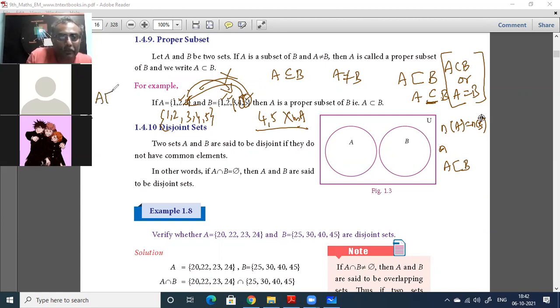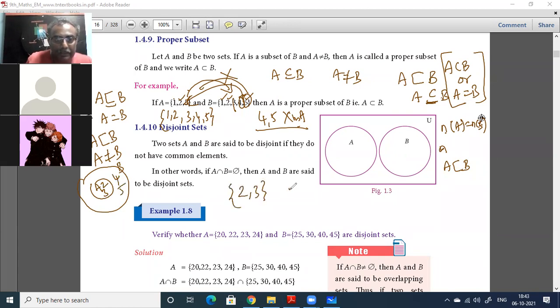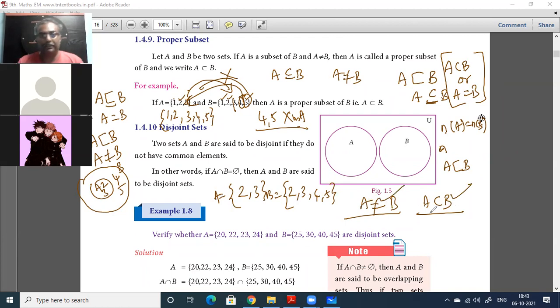If you write it like this, it can mean that A is actually equal to B also. But if you write it like this, it means that A is never equal to B. A is always smaller than B. This is A, this is B. Let us say 2, 3 is here, 4, 5 is there. That means A is {2, 3}, B is {2, 3, 4, 5}. That means A is a proper subset of B because A is smaller than B. A is never equal to B. So A is a subset of B, but A is not equal to B. That is a proper subset.